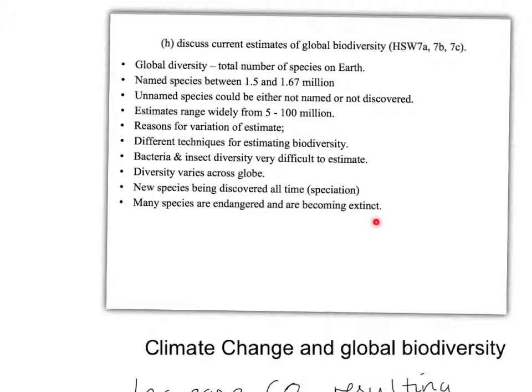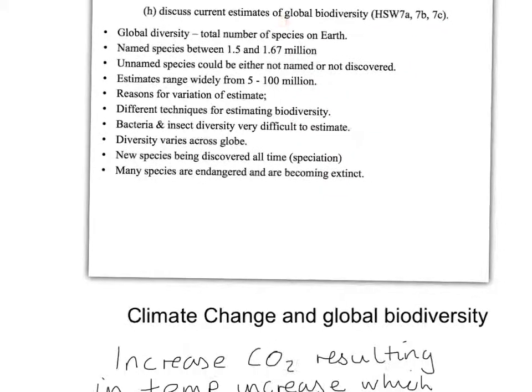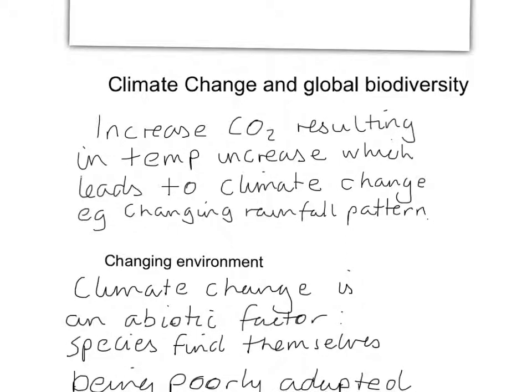There's also the other thing that we need to consider in this discussion about estimates of global biodiversity, which is the effect of climate change on global biodiversity. I've scribbled down a few ideas here, sorry about my poor handwriting. So climate change and global biodiversity. The idea is that increasing carbon dioxide and other greenhouse gases are resulting in temperature increases, and that leads to climate change. One example might be changing rainfall patterns.